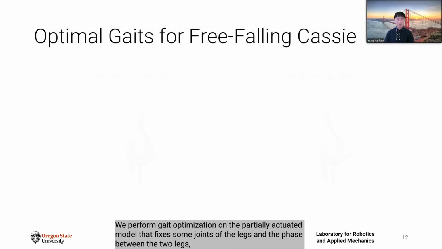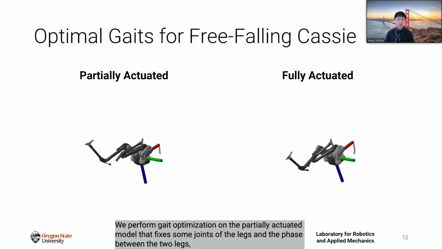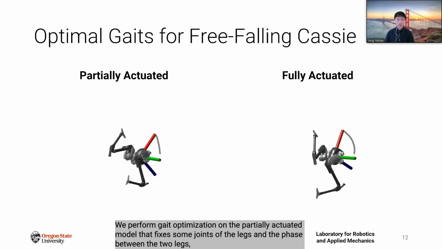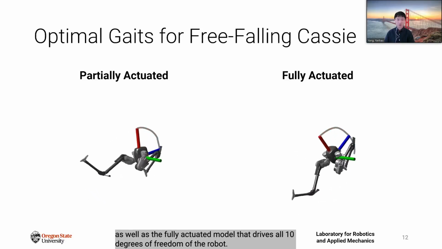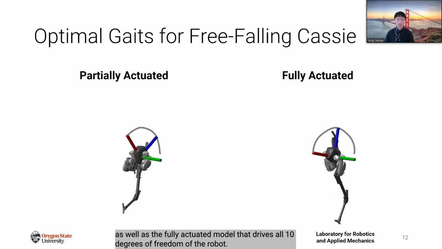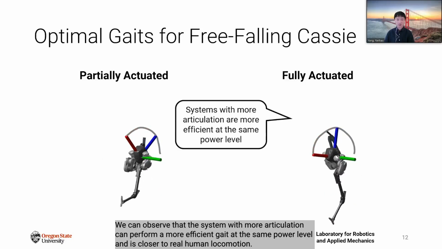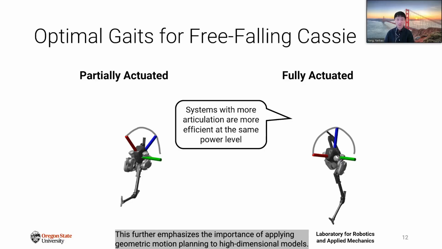We perform gait optimization on a partially actuated model that fixes some joints of the legs and the space between the two legs, as well as the fully actuated model that drives all 10 degrees of freedom of the robot. We can observe that the system with more articulation can perform more efficient gaits at the same power level, and is closer to real human locomotion. This further emphasizes the importance of applying geometric motion planning to high-dimensional models.